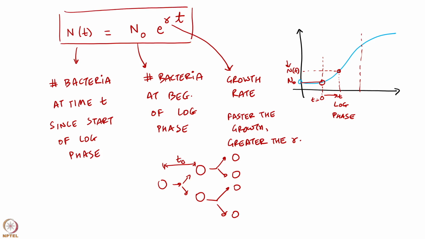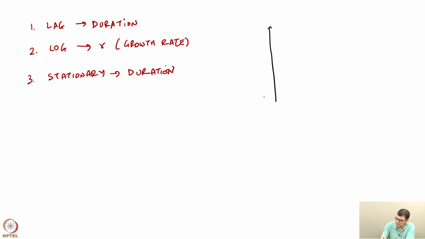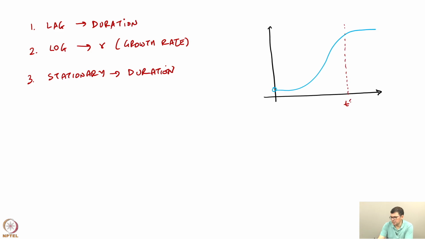All right. In the next phase of growth, so first phase lag is characterized by its duration, log it's characterized by R, its growth rate, stationary phase is also going to be characterized by its duration, which is to say that once the bacterial population has reached a certain density, let us say after T dash amount of time, how long is it before numbers actually start falling?